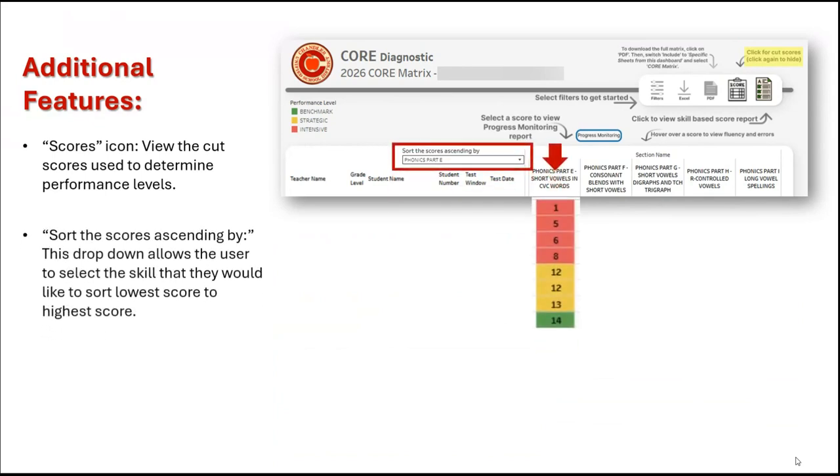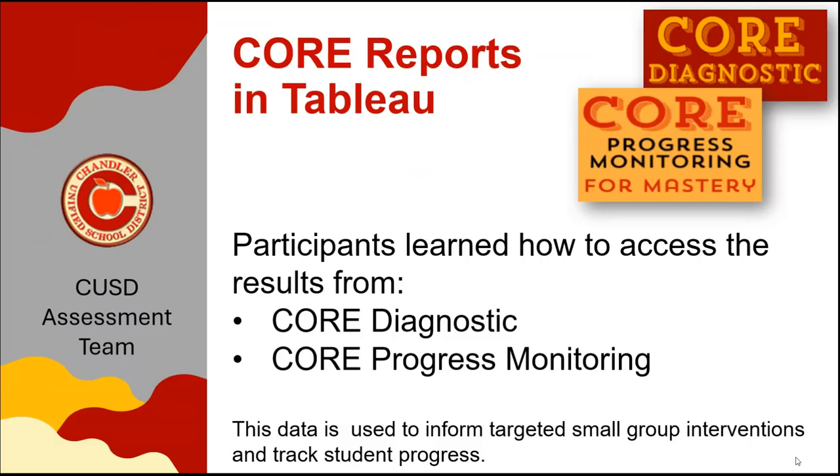Another feature is that we can sort in ascending order each individual part. So if I wanted to see, for instance, the part E, my CBC words, I wanted to see the students in order from the lowest score to the highest score in order to do my groupings, I could then select that toggle, that drop down area to be able to sort the students in that particular skill. You can only do one skill at a time, but that feature does help us when we're looking at groups and the areas that the student needs support in.